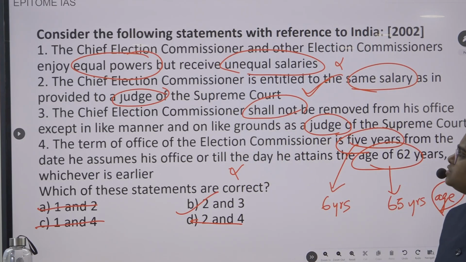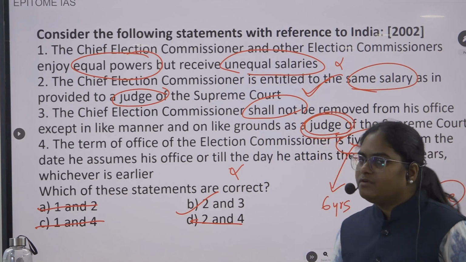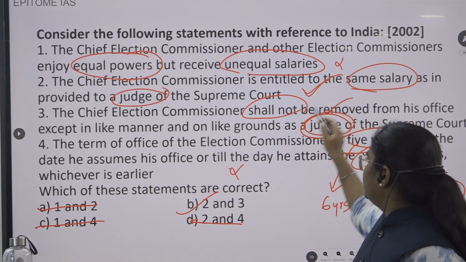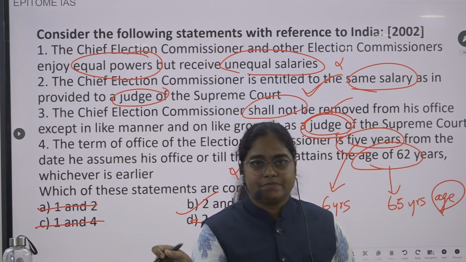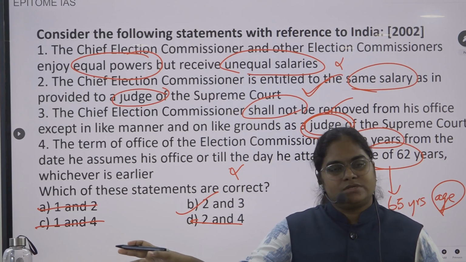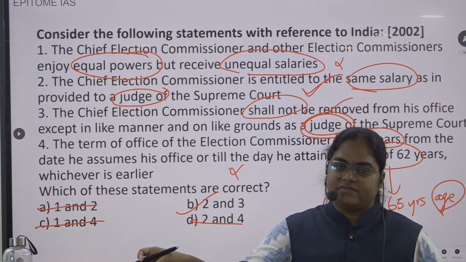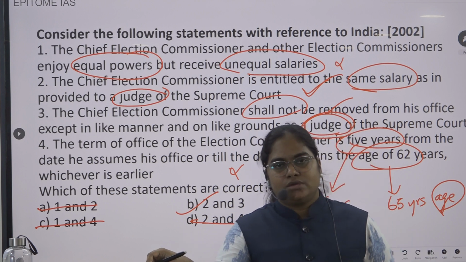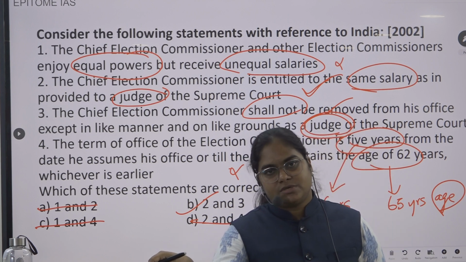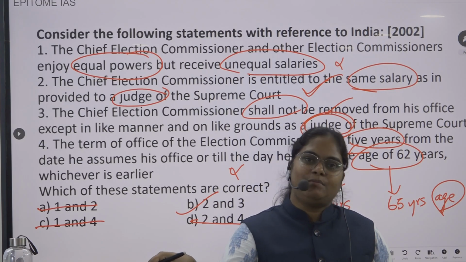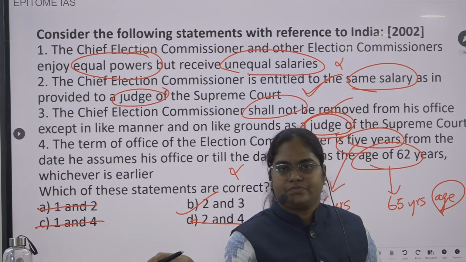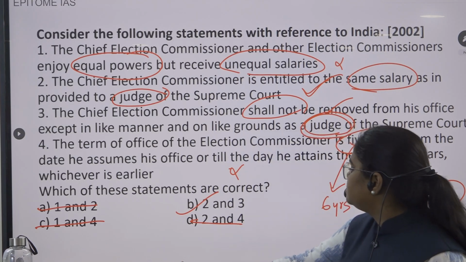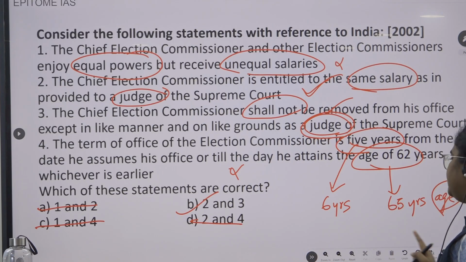Statement 3, the Chief Election Commissioner shall not be removed from his office except in the manner of a Supreme Court judge. Again, this particular statement is also correct. Whenever there is a removal procedure, the procedure is the same as the removal procedure for the Supreme Court judge. This statement is also a correct statement. 2 and 3 is the correct answer. Option B.